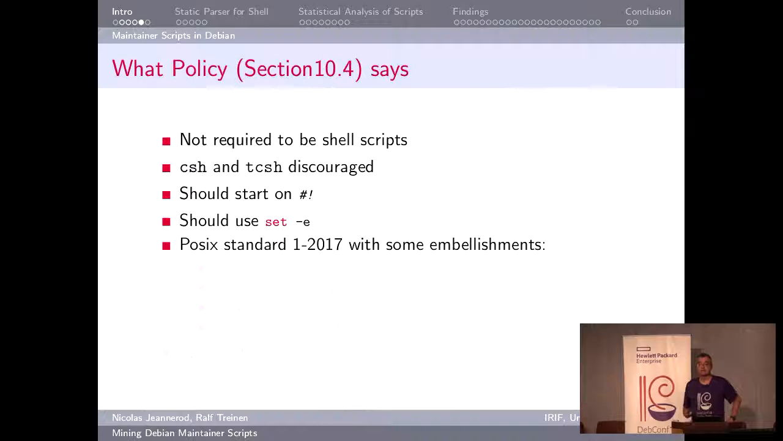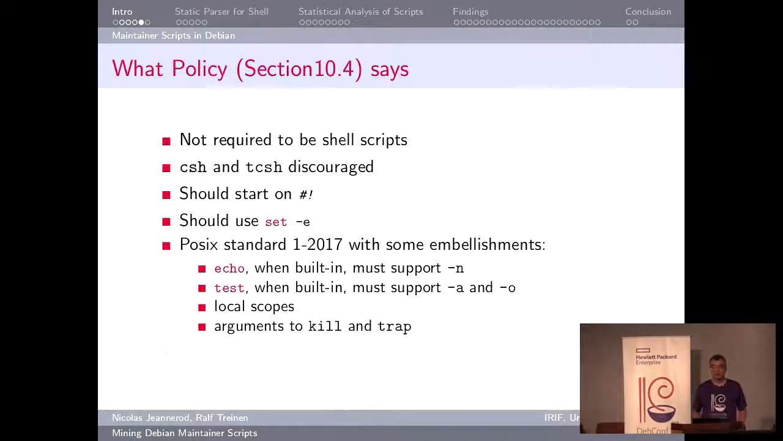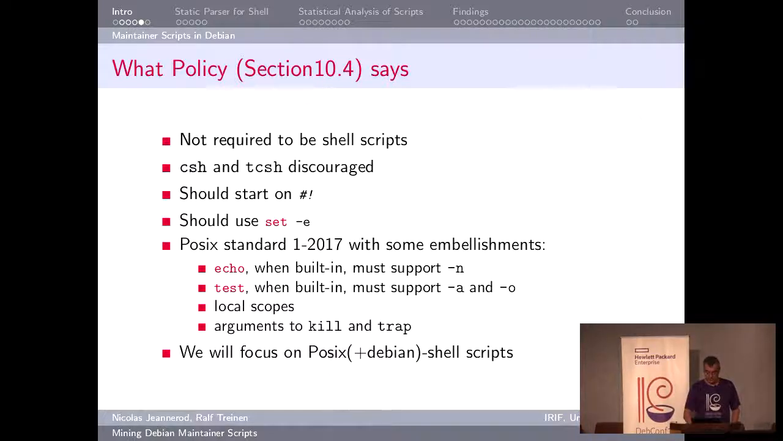The policy also says that any shell interpreter should implement the POSIX standard with some Debian-specific embellishments, and this concerns the echo built-in. If it is implemented, it should support the -n option. The test, when it is a built-in, should support the -a and -o options. We will also come back to this. It should support local scopes and the local keyword, and we will also talk about this, and also some stuff we don't care about in the context of our project, because we will ignore concurrent stuff and signal stuff. Okay, so we will look at POSIX shells with these Debian-specific extensions.